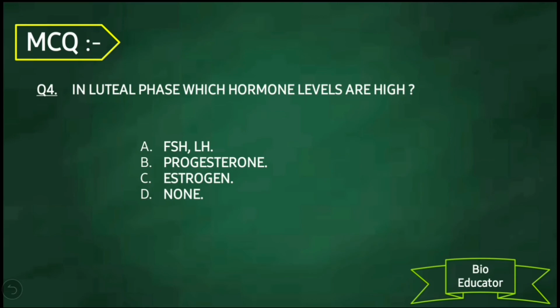Question number 4. In the luteal phase, which is also known as the post-ovulatory phase, which hormone levels are high? We know that after the formation of the corpus luteum, the progesterone hormone level increases. So B is the right answer.